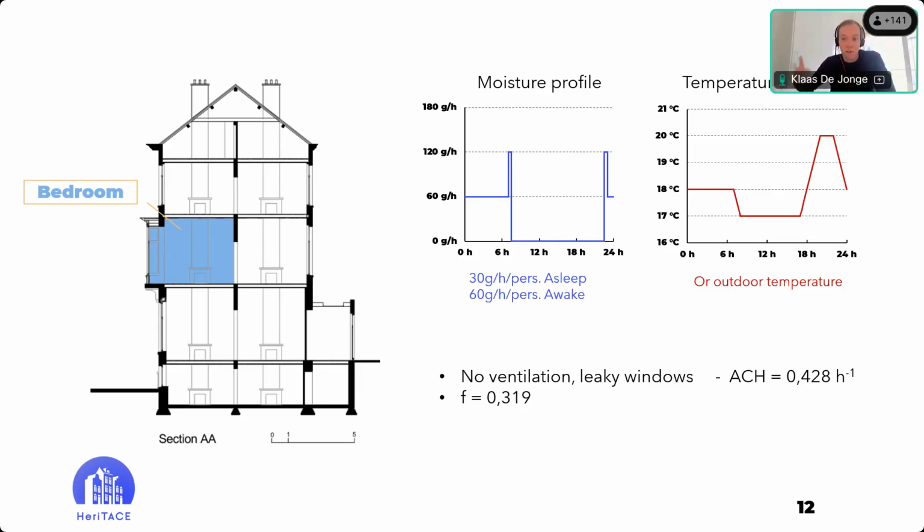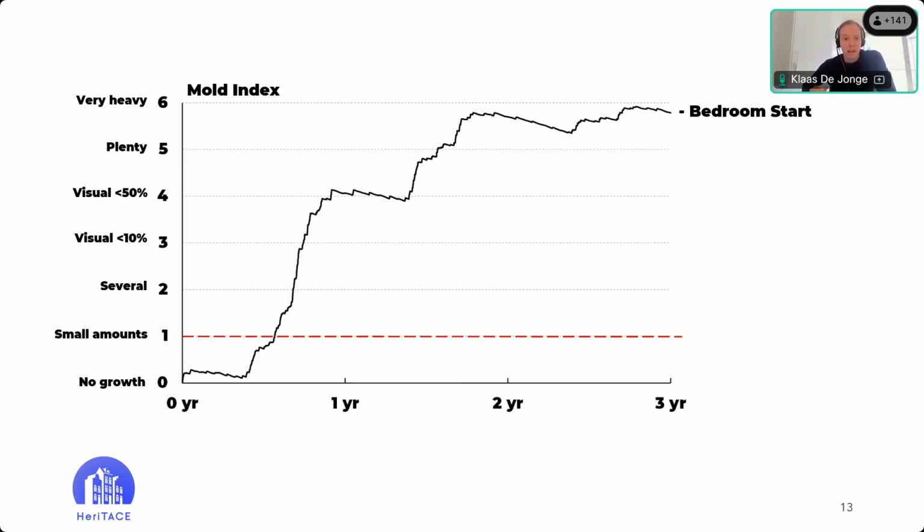Notice here that it's not always 20 degrees in these spaces. Based on measurements, we derived this profile. People tend to keep their spaces at much lower temperatures during the year to save energy. Combine this with relatively low air change rates just because of the leaky windows, so there's no mechanical ventilation in the basic situation. You get a very bad result in the sense that there will be mold growth, according to the model at least.